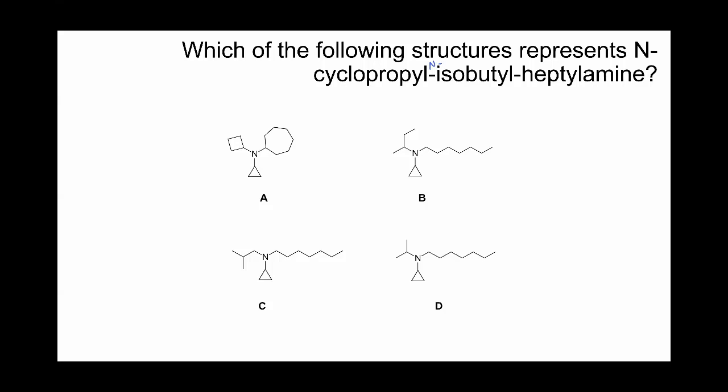All right, so we're looking at N-cyclopropyl, which is a 3-membered ring. And then isobutyl has 4 carbons and an iso group at the end. So that's what that one looks like. And then heptylamine has 7 carbons and it's not cyclic. So we're not looking at A here. This would be sec-butyl. This one is an isopropyl because there's only 3 carbons there. So our correct answer here is C. All right, any questions on that one?